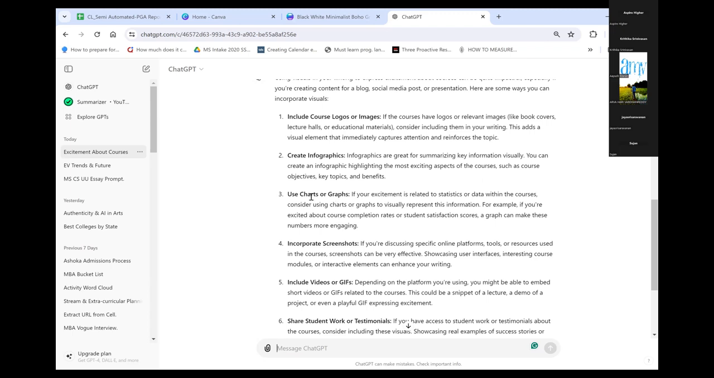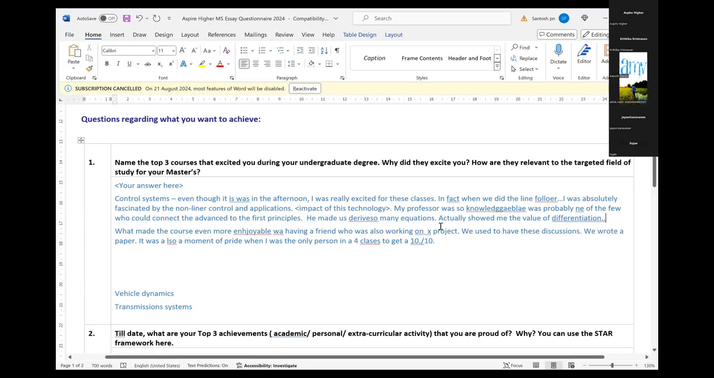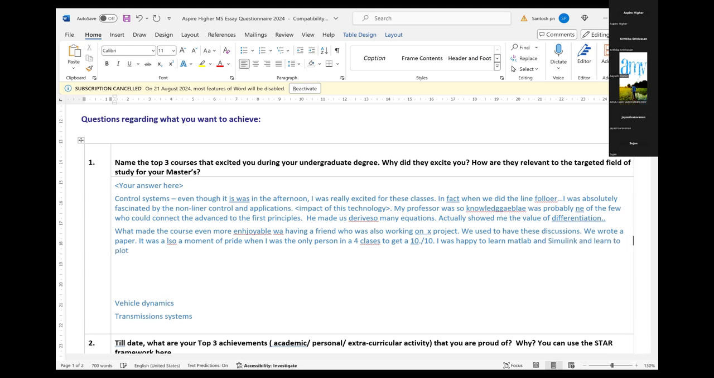But you know what? I can talk about the results I did. I can talk about some of the results and how I learned to plot the PID controller or something, or MATLAB. Oh yeah, I can talk about that. I am proud that, or I was very happy to learn MATLAB and Simulink, and learn to plot blah blah blah. So I can't use a visual here, but I learned a tool from here, so I can write about that. All right.